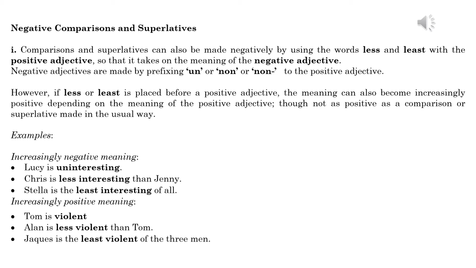Increasingly positive meaning. Tom is violent. Alan is less violent than Tom. Jacques is the least violent of the three men.